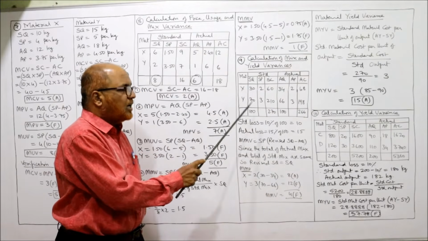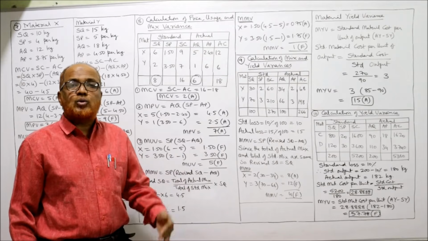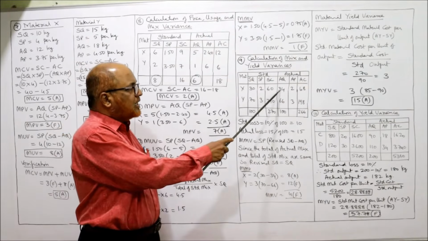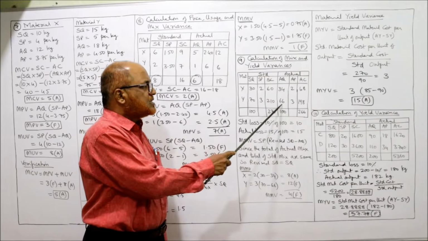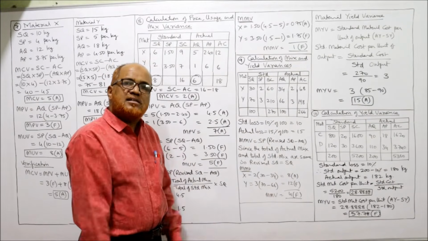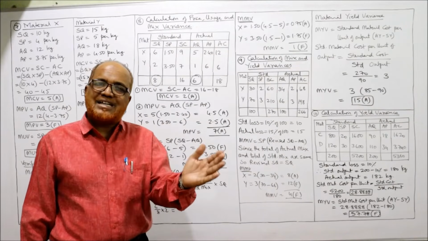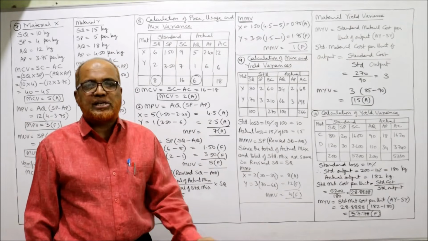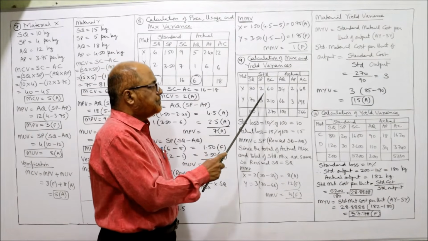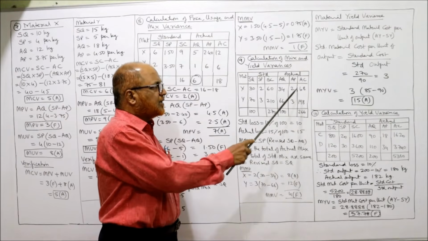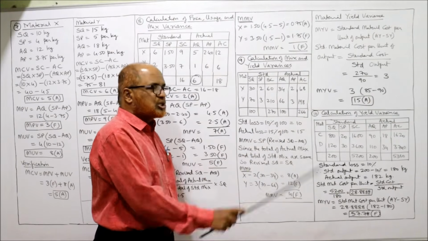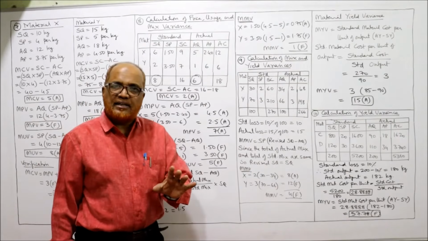and input is 100 kilogram. Now actual quantities are 34 and 66 given in the problem. 34 X, 66 Y, and the prices are remaining same. Whatever standard price is there, actual price is also same. So 2 and 3 the same. 34 into 2, 68, 66 into 3, 198. Total actual cost is 266. So we have completed the table.